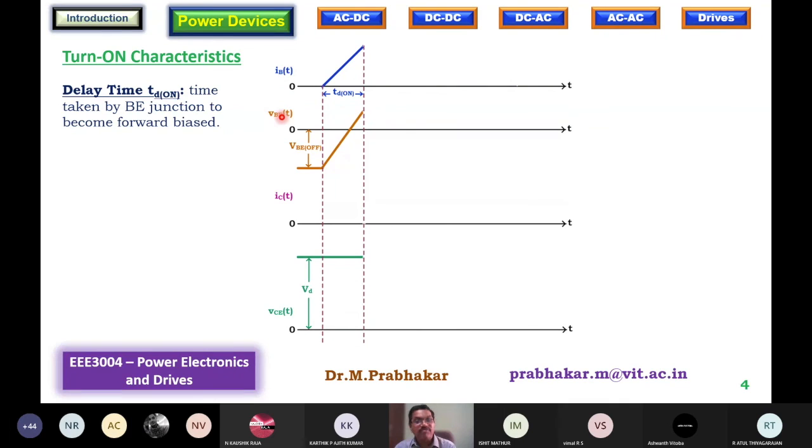So you have IB and VBE. The power terminal is the collector emitter voltage, and the power is mainly because of the collector current that is flowing. So these 4 parameters have to be plotted for a BJT.